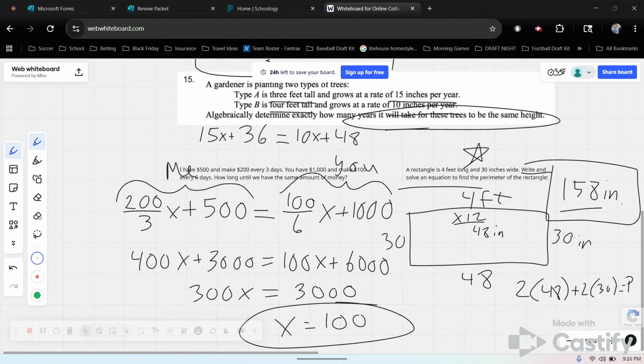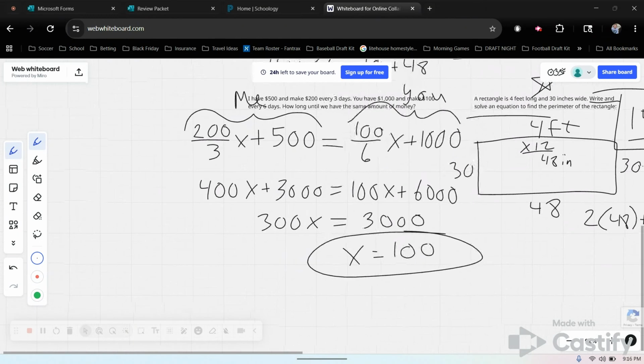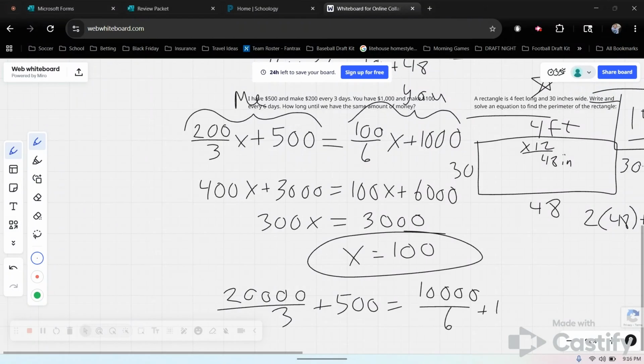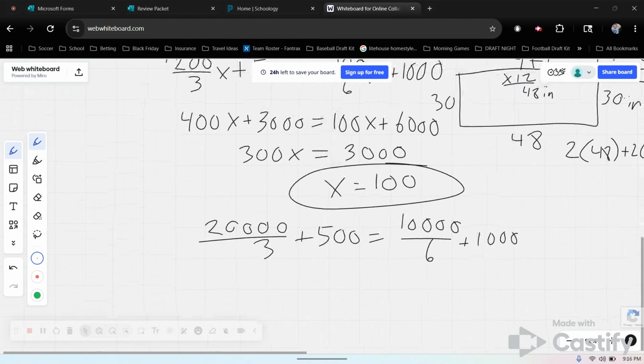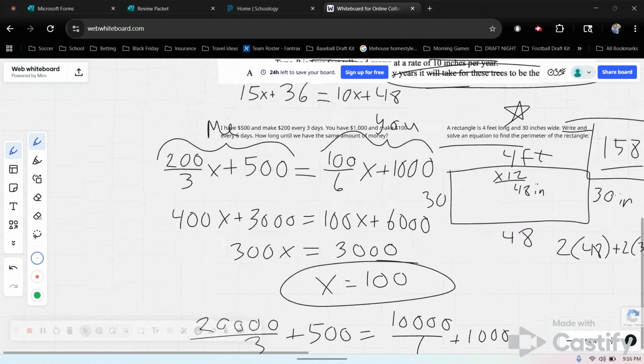I'm not sure if it feels right, so I'm going to plug it in and check because I really don't feel like making an error in this. So plugging it in up here, that'd be 20,000 over 3 plus 500 equals 10,000 over 6 plus 1,000. So then that's, oh, that is massive. Wait a minute. Something's going weird. What did I do wrong?